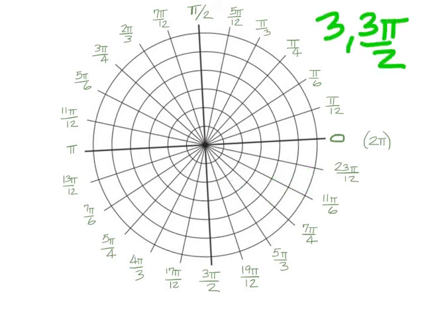3 pi over 2. This is 3 pi over 2, and this is 3. How far left or right? 0. How far down? Negative 3.